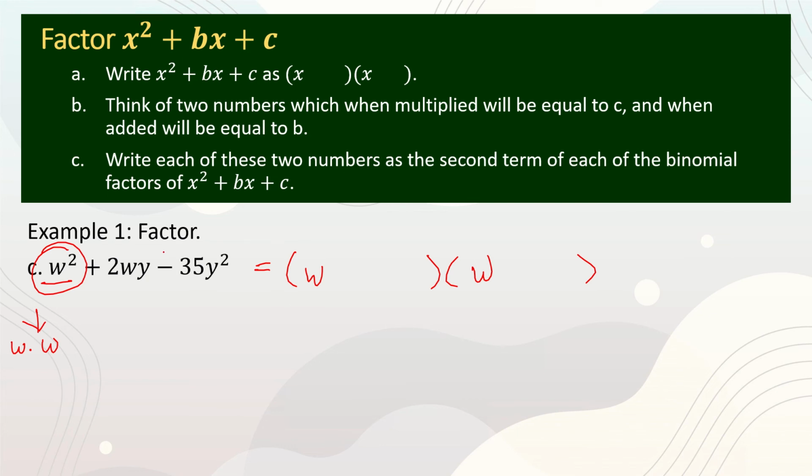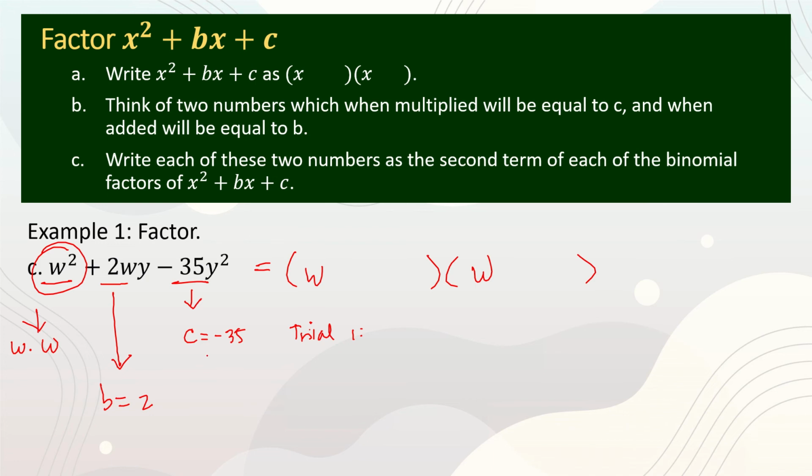Now, the C is negative 35 and the B is 2. Okay, now, follow the next step. Think of two numbers. When you multiply, it will result to C. But when you add them, it will result to 2. Okay, let's try. Let's have a trial 1.